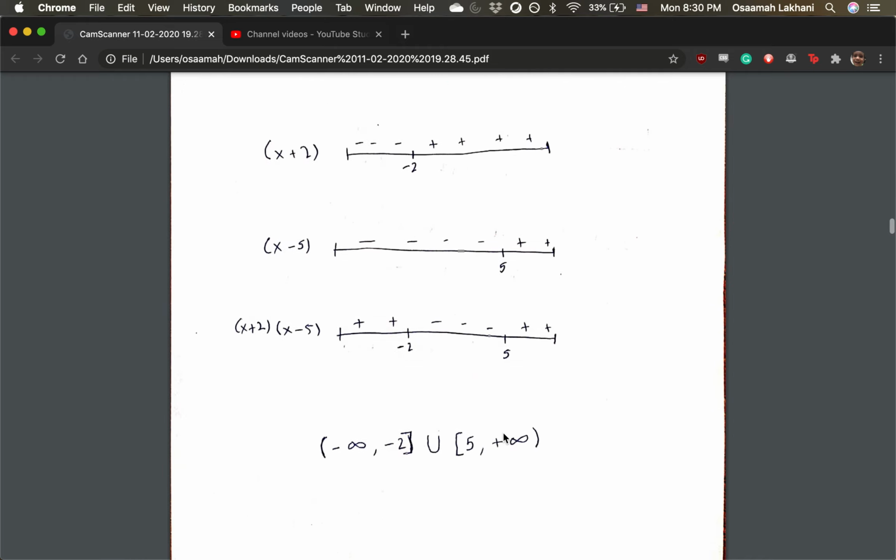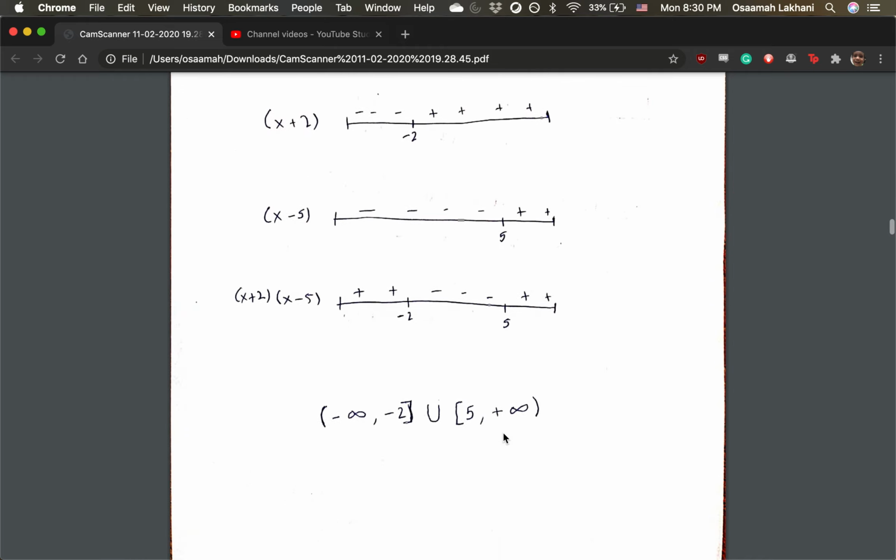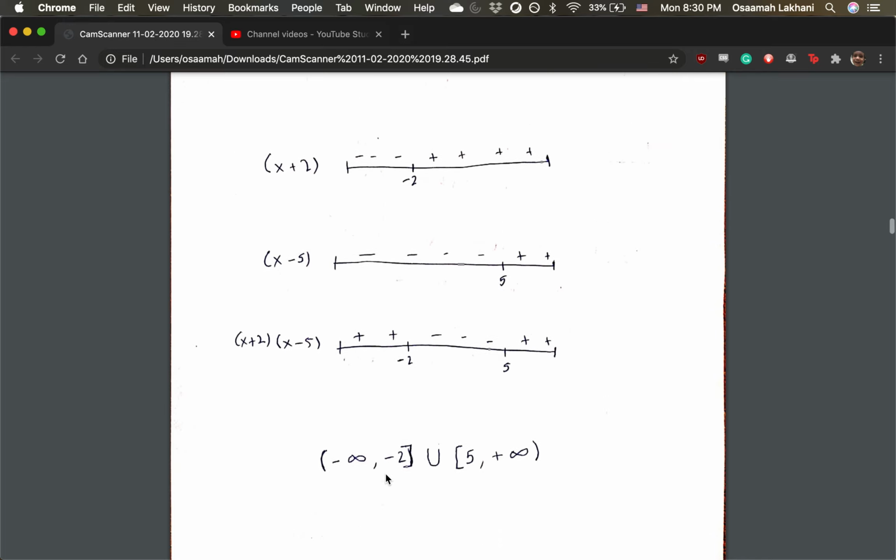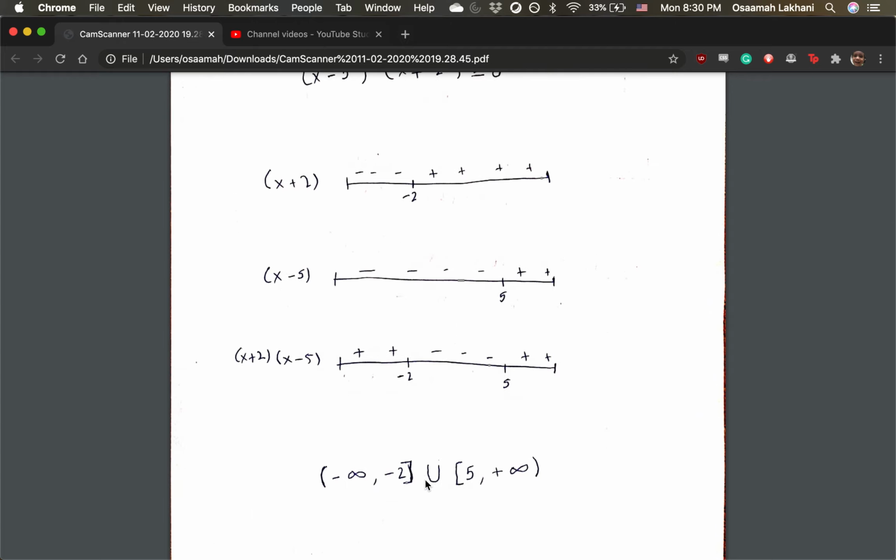So we just went ahead and wrote that in interval notation. So remember to make an open parenthesis for your infinities because there's no such thing as including infinity because it's not really a number. And then you have to use a closed bracket for negative 2 and 5 because we want to show that we're going to include negative 2 and 5.